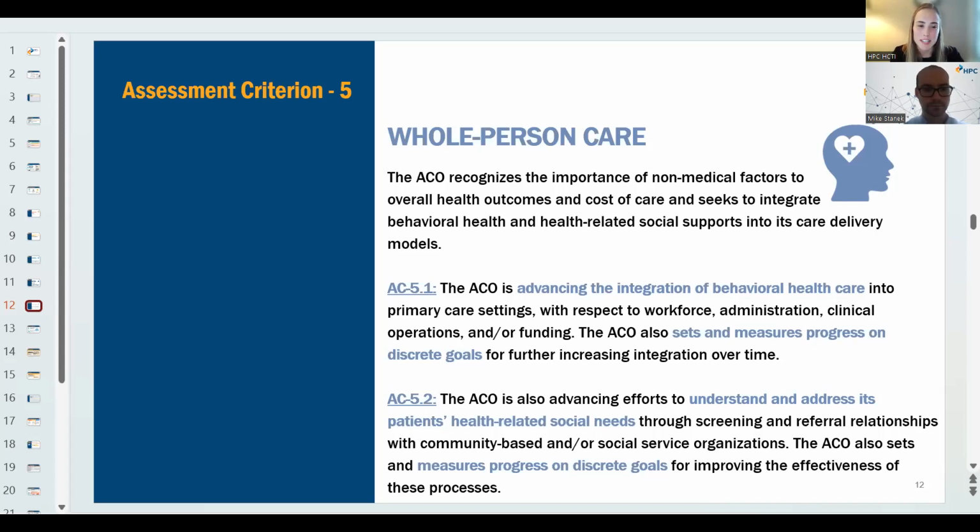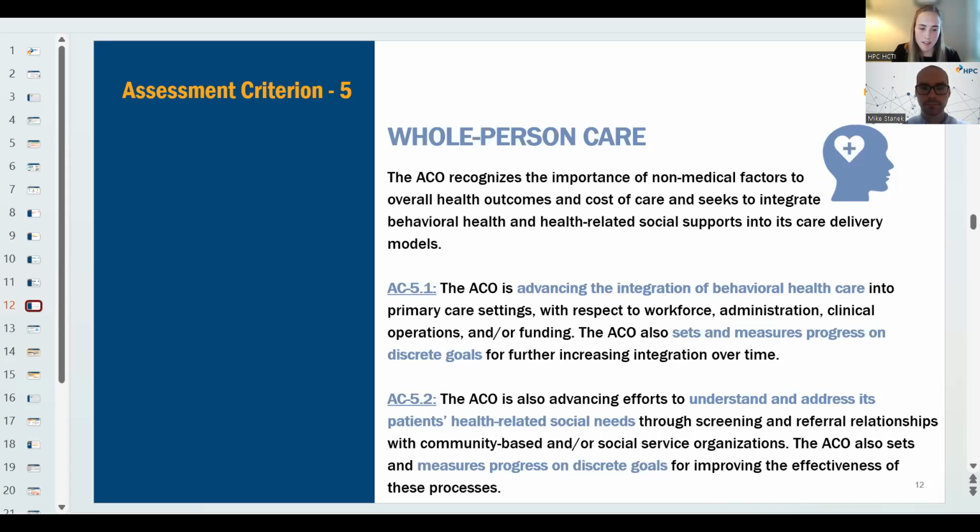We include a handful of examples regarding the behavioral health integration priority areas, but a few examples of this may include activities like supporting the co-location of behavioral health providers into primary care settings, incorporating behavioral health providers onto care teams, or implementing behavioral health screening and referral practices in primary care. So that is all of what is encompassed within the first half of this criterion.